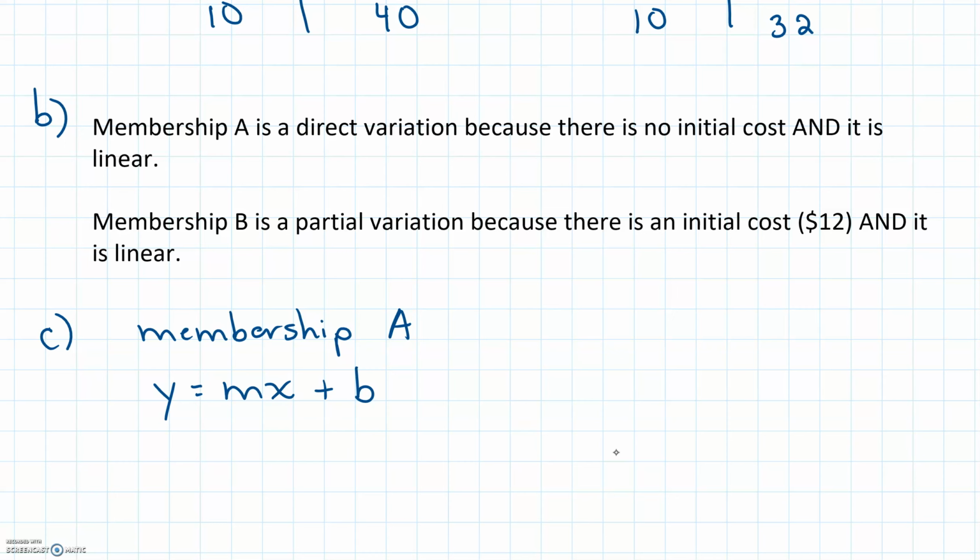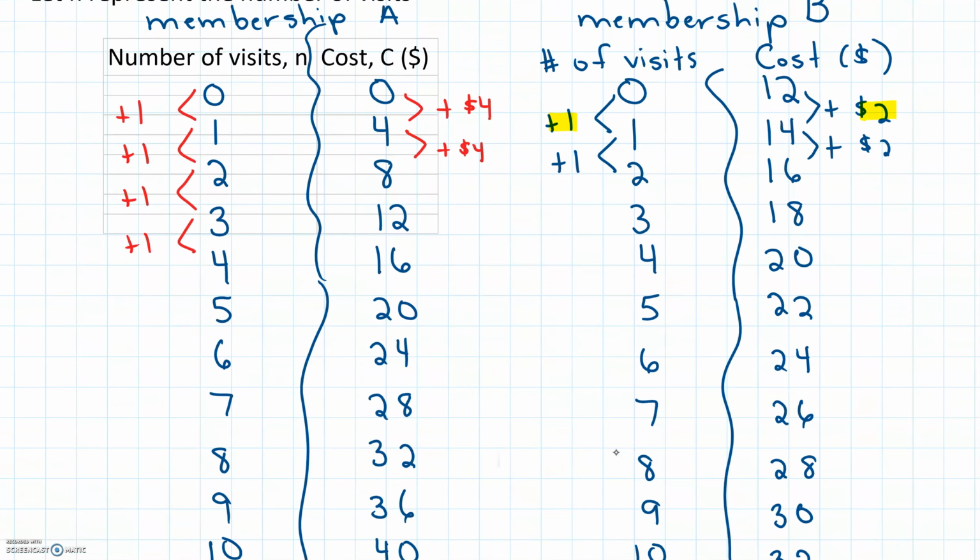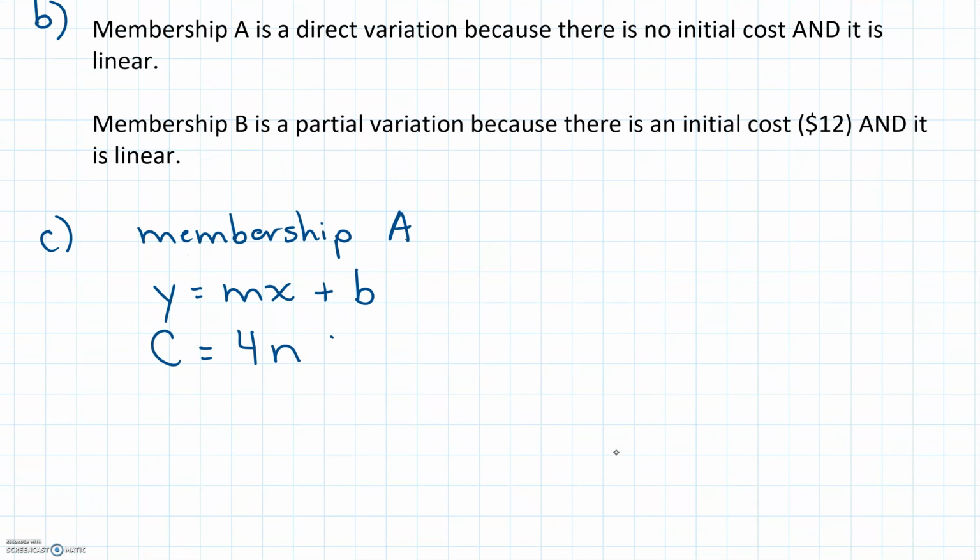We use the letter C for the y, so the cost is only $4 per visit. I think we used an N. Yeah, we used N. And there's no initial value, so you could put +0, but it's not necessary. So this equation means that the cost is $4 per visit.